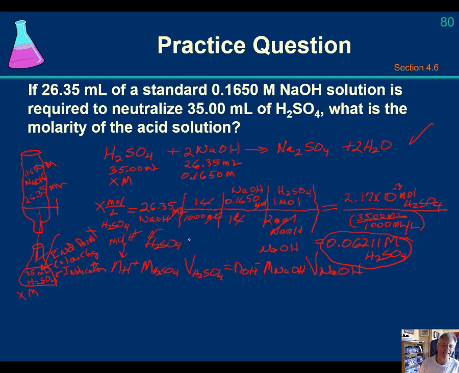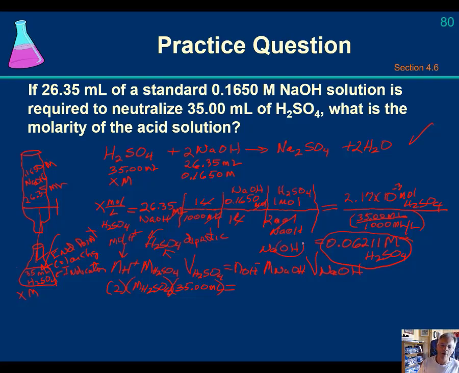Well, this is a diprotic acid. That means for every 1 mole or 1 molecule of this, you get 2 hydrogen ions. So in this case, this would be 2. The molarity of the H2SO4 is what we are interested in this problem. The volume of the H2SO4 is 35.00 milliliters. Equals, we look at the sodium hydroxide.